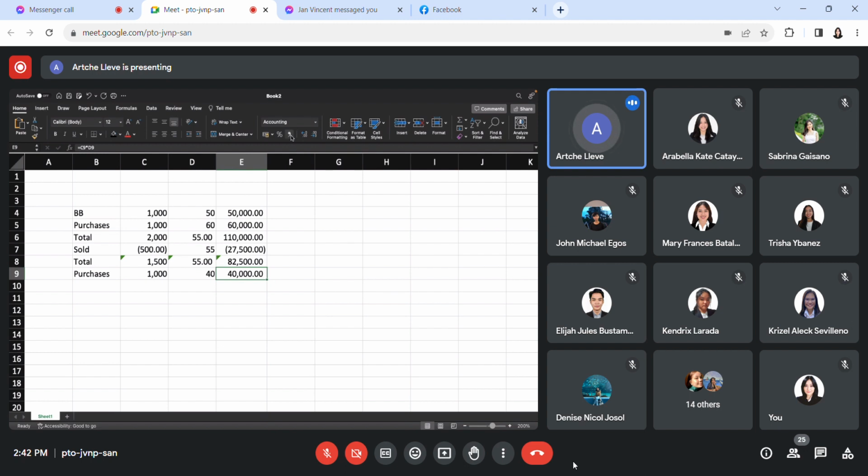So you'll have a total or balance 25. Total cost of goods available for sale is 112. The unit cost now is 49. Okay, so from here, now na ang current. This one is the reviews.